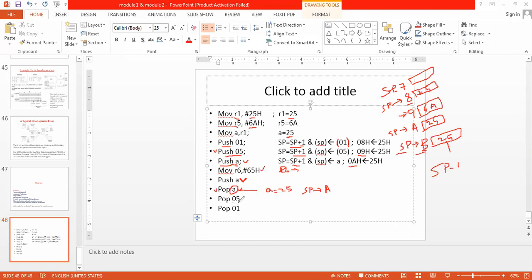Now pop 05. The new value of SP is 0AH. What is present inside 0AH? It is 25. Take back that data into 05. Now what happened? R5 is equal to 25. And what is the new value of SP? Minus 1. So here first the data will be taken back and written into the register, and then decrement will happen to the SP.